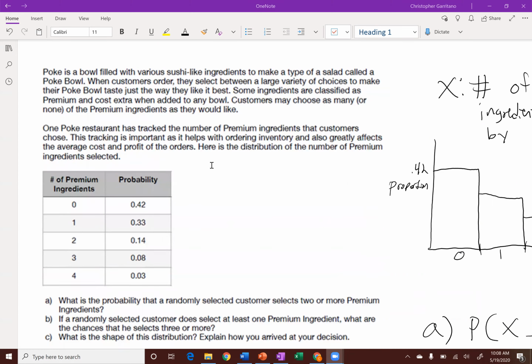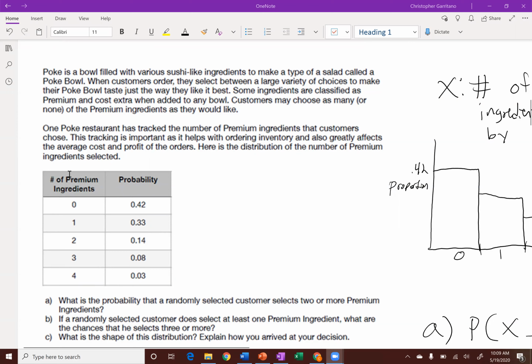Some ingredients are classified as premium and cost extra. And customers choose either 0, 1, 2, 3, or 4. The question says that they choose as many as they would like, but when they track the customers' purchases, the only values that occurred were 0, 1, 2, 3, or 4 premium ingredients. So anyway, they give you this probability distribution.